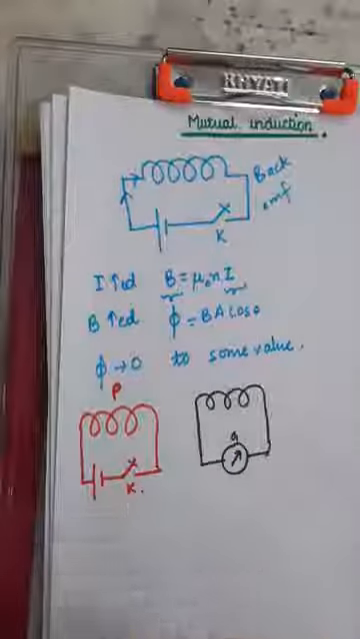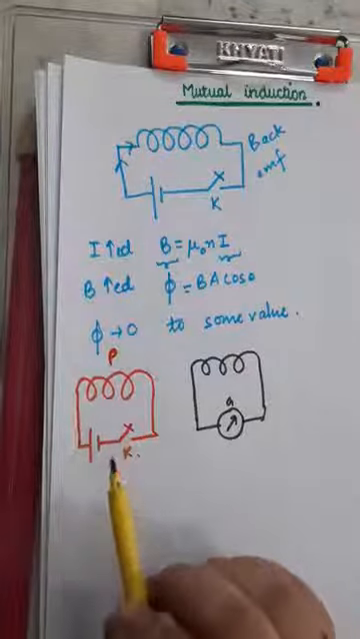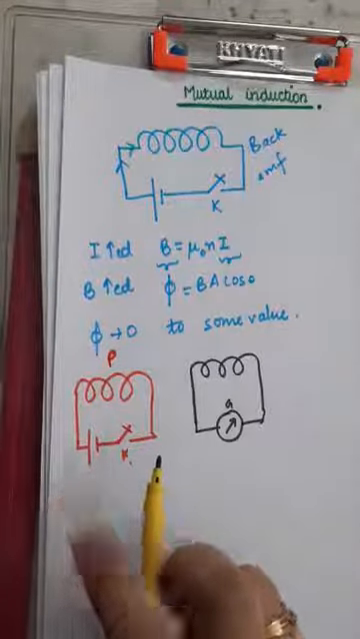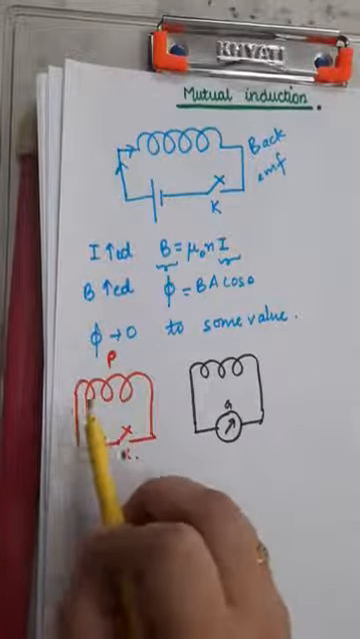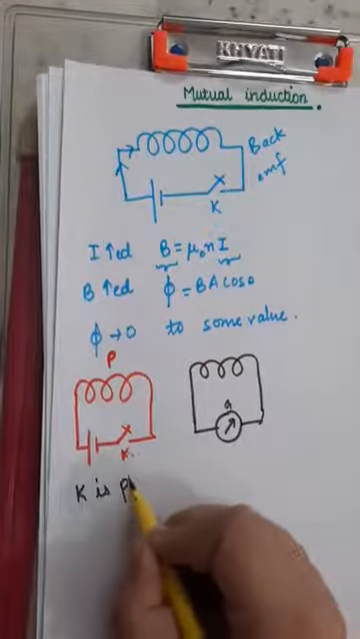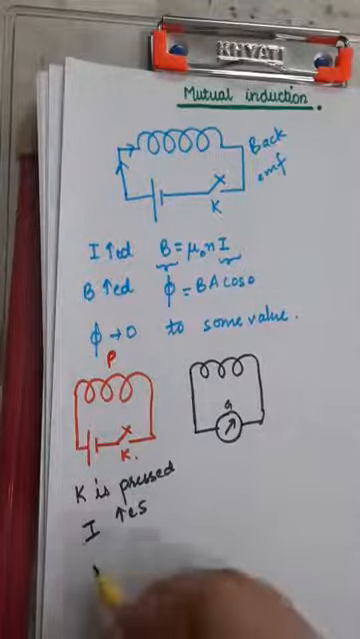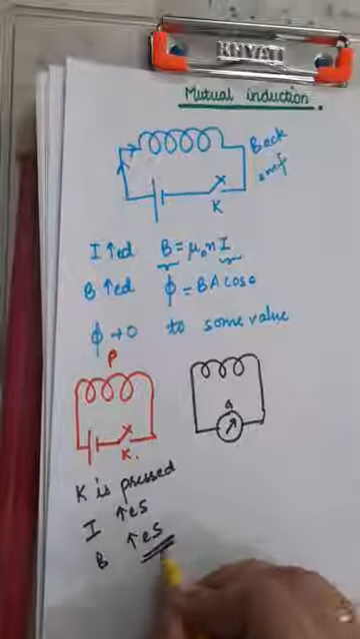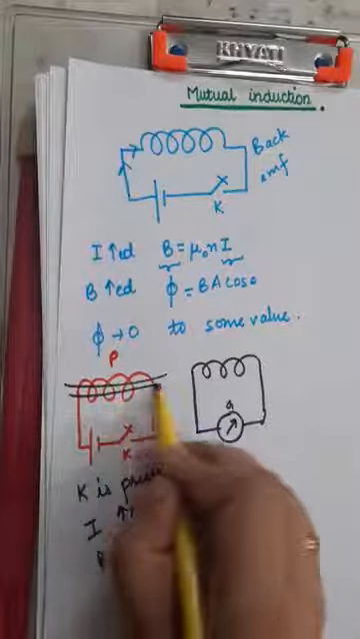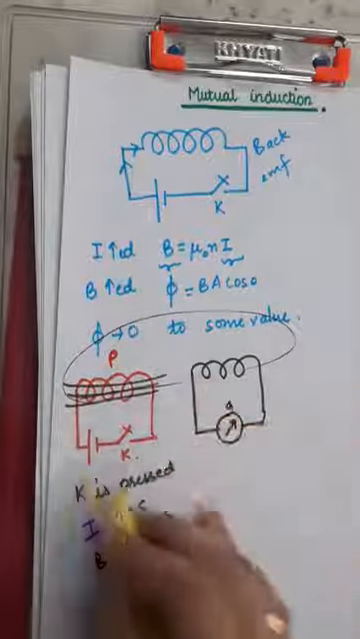I hope it's clear. Now what exactly will happen? When you press this key, current will start flowing, and when current starts flowing, it will generate a magnetic field inside this coil. See, when the key K is pressed, current starts flowing, right? And because of this current, a magnetic field also starts developing, and because of which there will be magnetic field lines. But those magnetic field lines are closed concentric loops.